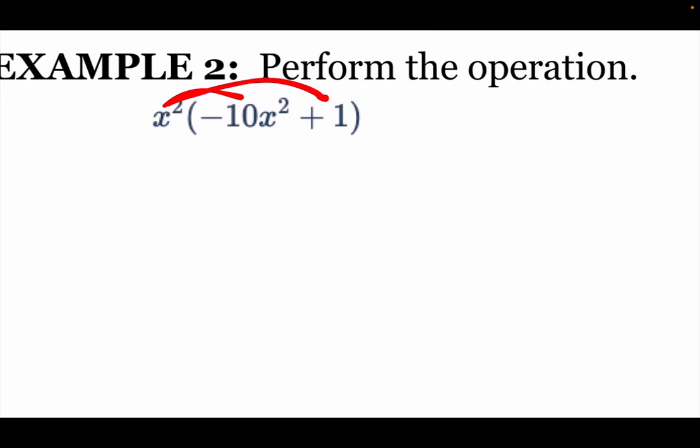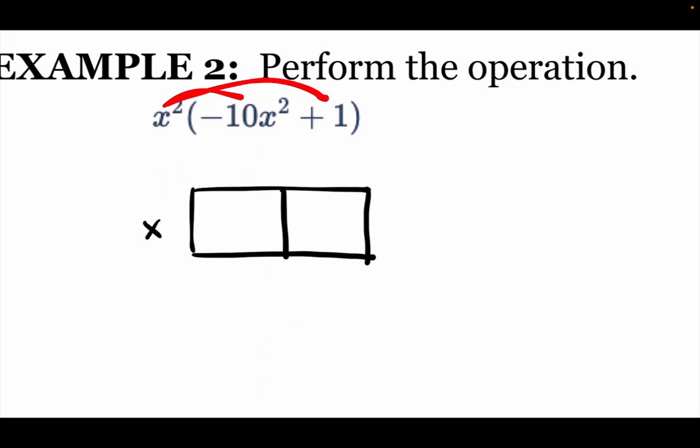A multiplication box is a box that we use to multiply. So how many terms are in the front? 1. How many terms are on the inside? 2. So I'm going to create a box that has one on the side and 2 there. x squared is going to go here. Negative 10x squared and positive 1 go here.